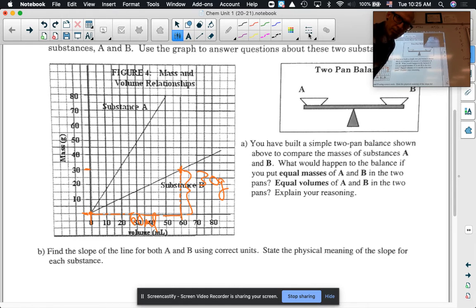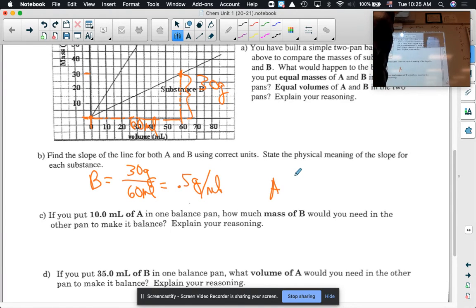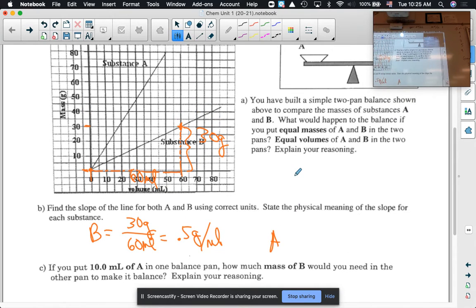which means that's going to be 30 grams of rise over, this is for B, over 60 mLs of run. That's 0.5 grams for every ml. Now, how about for A? Well, let's look at A. Let me find a good place to use for A. I don't really see one. Well, this is about it right here.